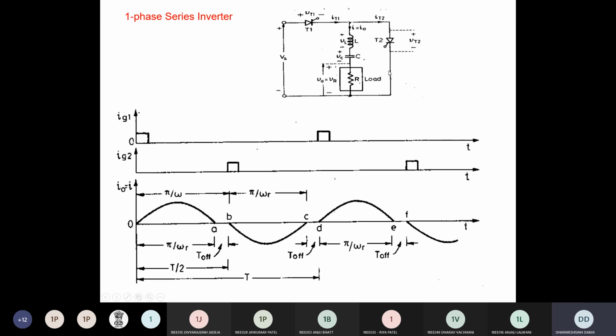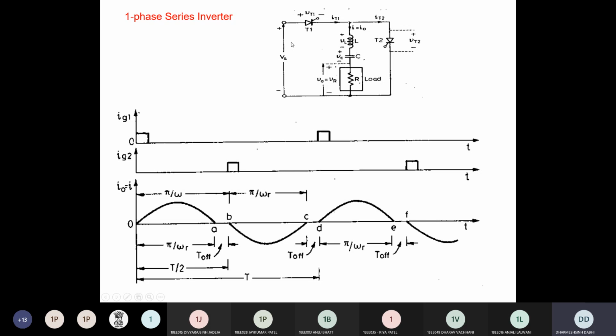Capacitor, inductor, T2 and loop. Now in this direction, current will flow when T2 is conducting. So during the conduction of T1, your capacitor is charged, and during the conduction of T2, the capacitor is discharged. So during the conduction of T2, you can see the direction of load current is exactly opposite as compared to the direction of current when T1 is conducting.